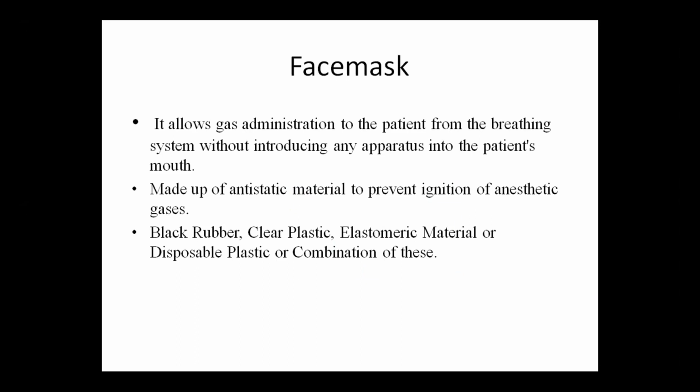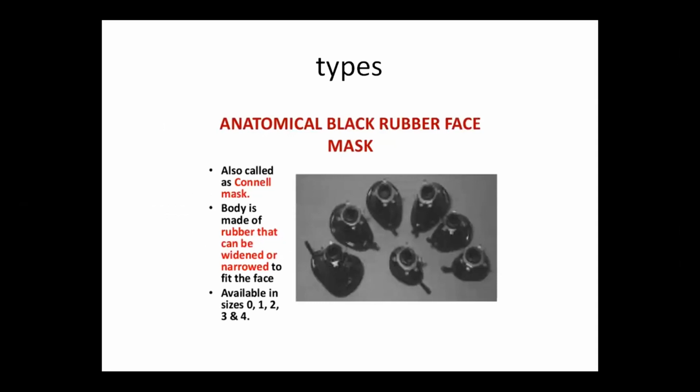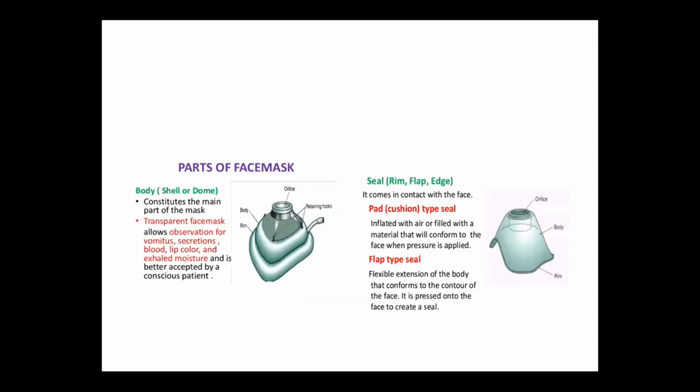The face masks are also available in plastic, elastomeric material, or disposable masks. Now, this is the most common mask we are using, the hooked, anatomical mask. So identification: it is an anatomical black rubber face mask, also called the Cornell mask. You should be aware of the sizes 0, 1, 2, 3, 4. The next question is why the hooks are there. I will come to that. Now you have identified it. The next part is the parts of the face mask.